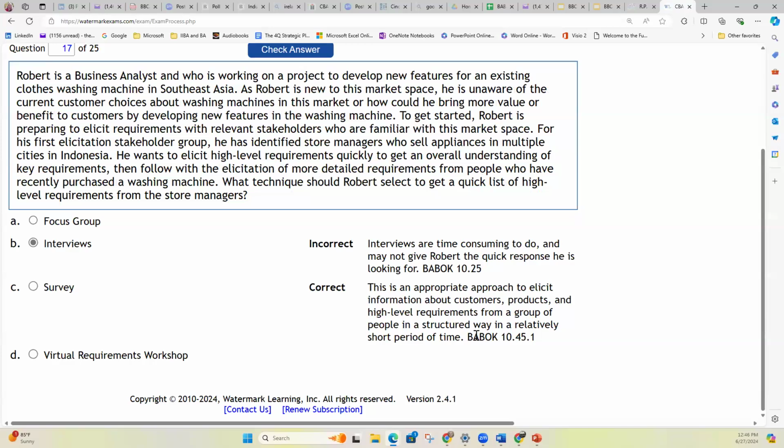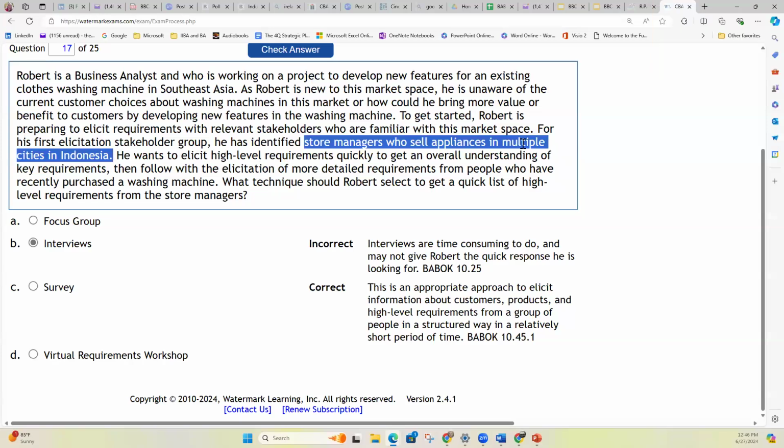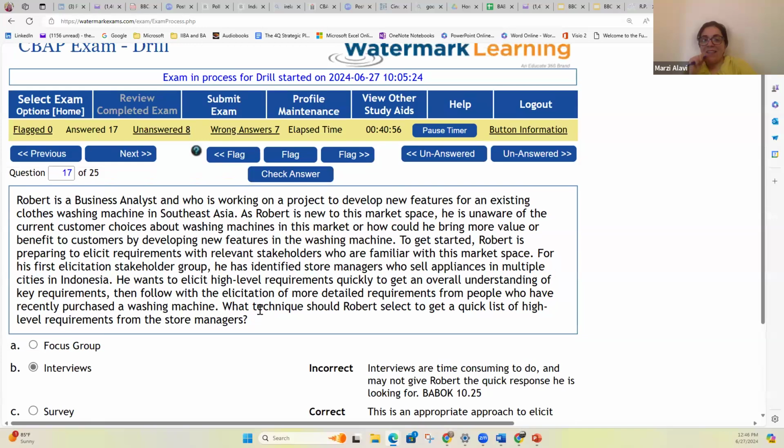Do you agree, Marzi? No, sorry, but I don't agree, because it's just one person. It's a manager. Well, the first stakeholder group, shoot, is in multiple cities in Indonesia. Okay, yeah, gotcha.